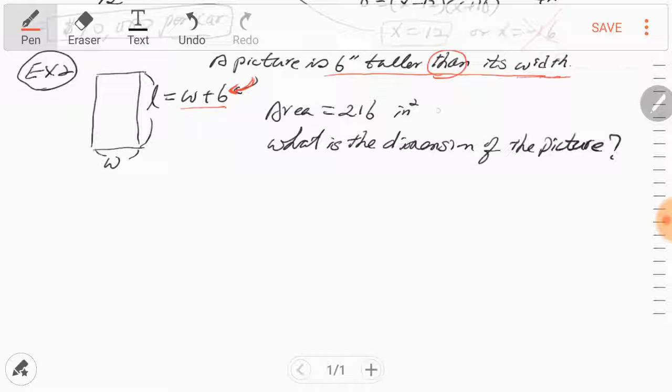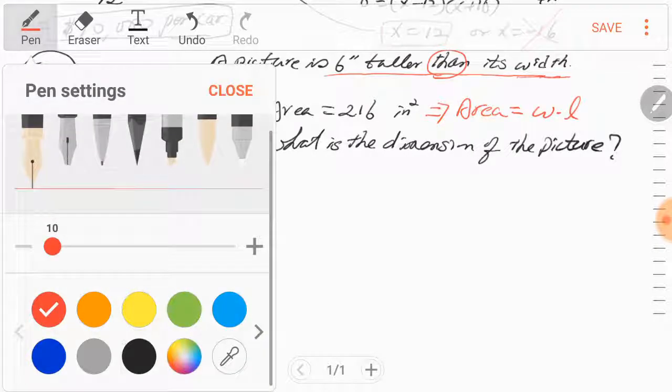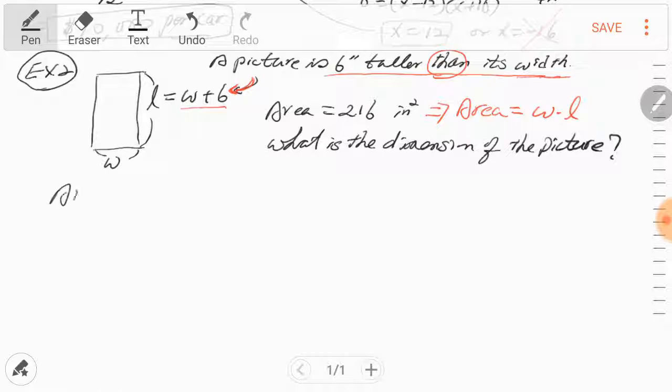Since the area is given, what's the area formula? The area formula of a rectangle is width times length. So let's use this formula. Area equals width times the length. And then the area is given, 216.